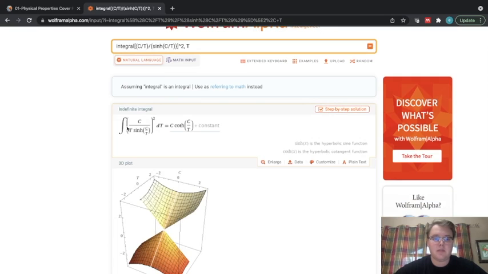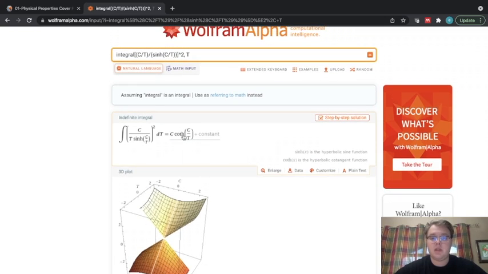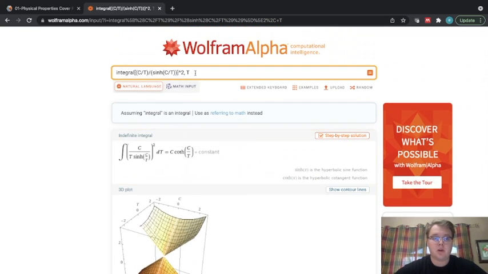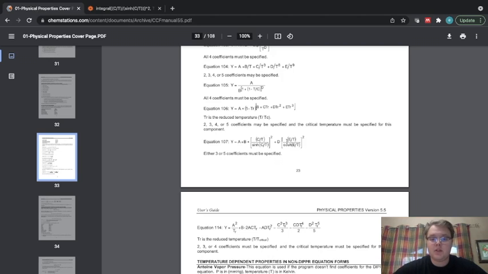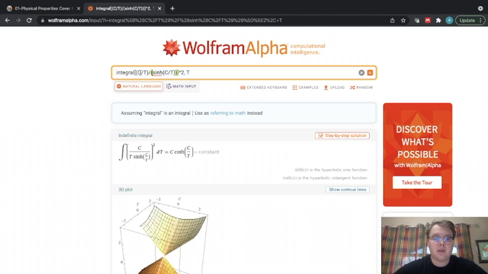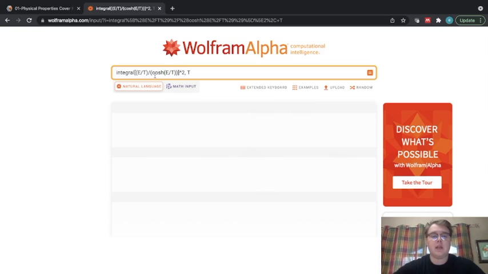Okay, so it's given me our equation: the integral of C over T over sinh of C over T, squared, with respect to T, dT, is equal to C coth of C over T plus a constant. So that's going to be the first part of our integral. And then for the next part, I'm going to do the same exact thing, except now I'm going to be doing the integral of E over T over cosh of E over T, squared, with respect to T. If I hit enter, it'll do the calculation of the integral for me.